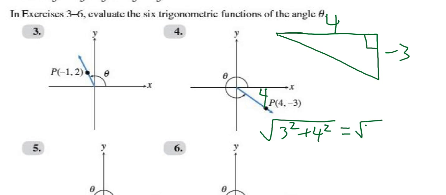Radical 25. Now, I was hoping you would see that that's a 3, 4, 5 Pythagorean triple. But you know what? We always got the Pythagorean theorem as a backup plan. Okay, so now we got that. Then they want these 6 trigonometric functions. So we want sine and cosine and tangent.